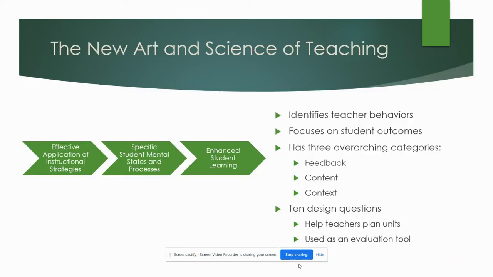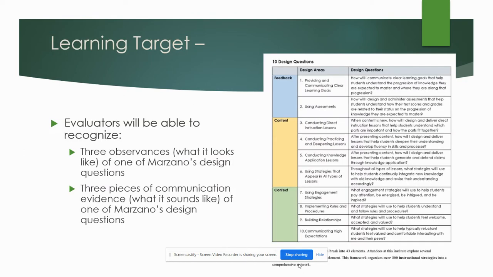The new art and science of teaching identifies teacher behaviors. These behaviors are effective applications for instructional strategies that focus on student outcomes. These outcomes are specific student mental states and processes that, if this is all done correctly, enhance student learning. It has three overarching categories, which are feedback, content, and context, and 10 design questions that help teachers plan units, and we use it as an evaluation tool.